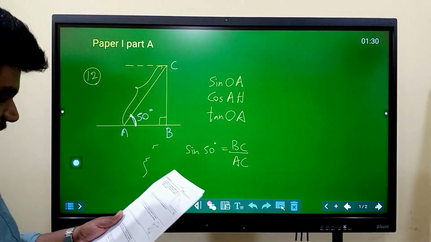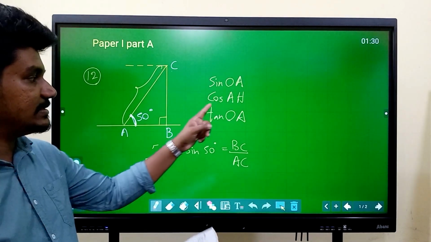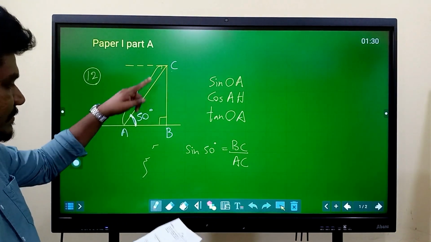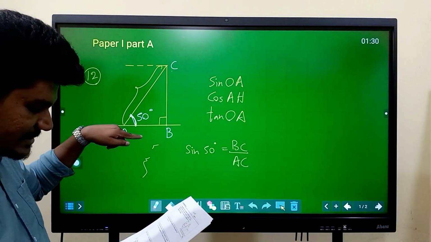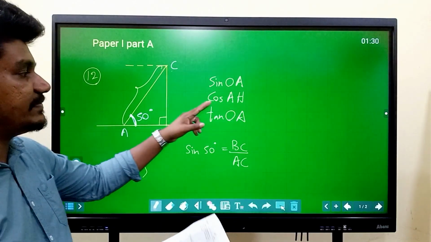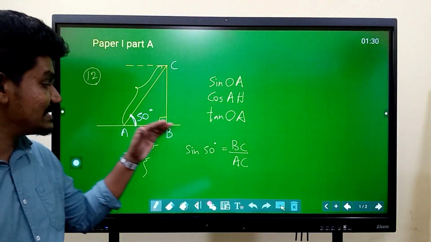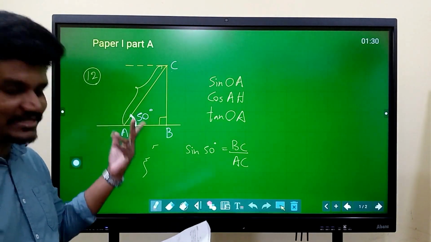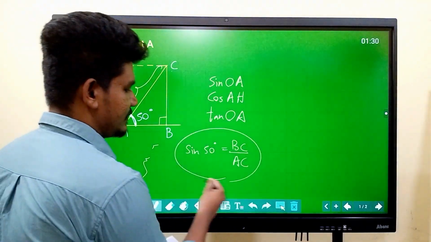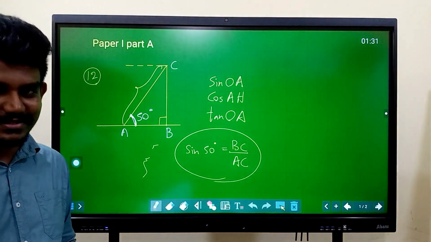If I take tan 50 equals opposite over adjacent, then BC over AB. It's wrong, right? Roman number 1 is wrong. Roman number 2, cos 50. Cos 50 is adjacent over hypotenuse. Adjacent is AB, so AB over AC, it's wrong. Only the third Roman number is the correct answer. This is the correct answer. Give 2 marks if you got the correct answer.